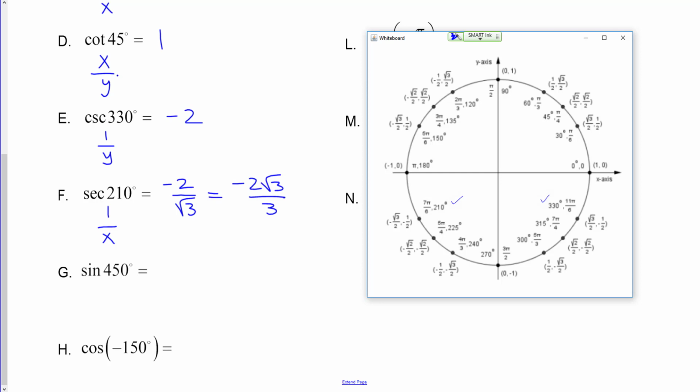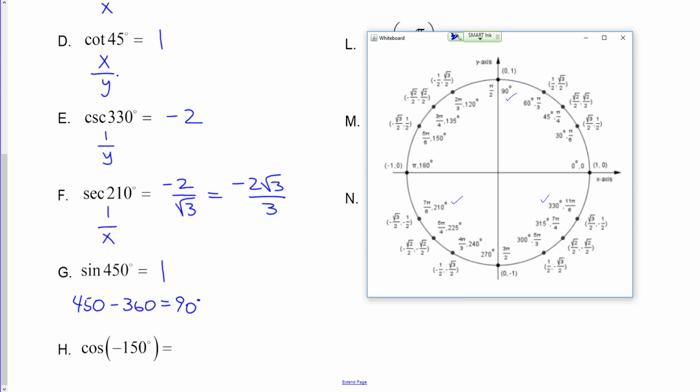Sine of 450 degrees. Well, for sine 450, what you have to keep in mind is in order to do this, you need to get a coterminal angle. So 450 minus 360 is 90 degrees. So this would be the same as sine of 90 degrees. And sine is the y-coordinate, so that's going to be 1.